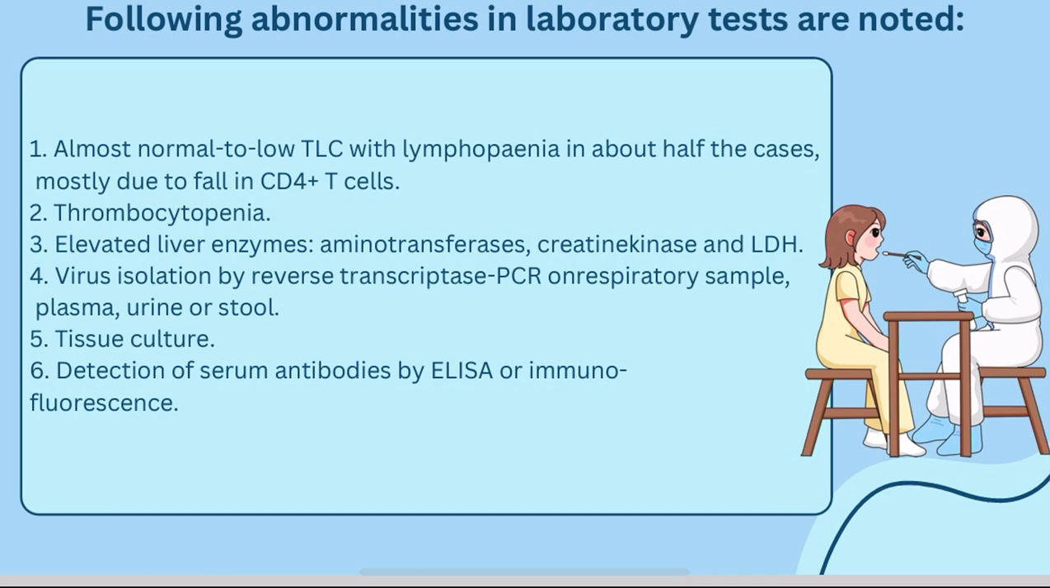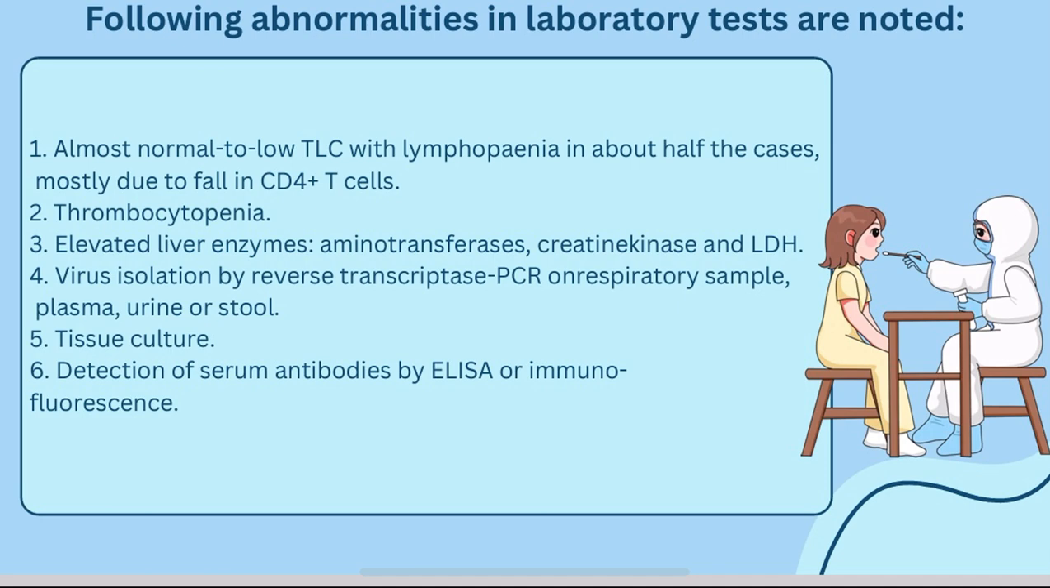CD4 plus T cells are T lymphocytes, or helper T cells. They are named so because they help to fight the infection by triggering the immune system. So once there is a fall in CD4 plus T cells, they are not further triggering the lymphocytes, and consequently there is lymphopenia as well.